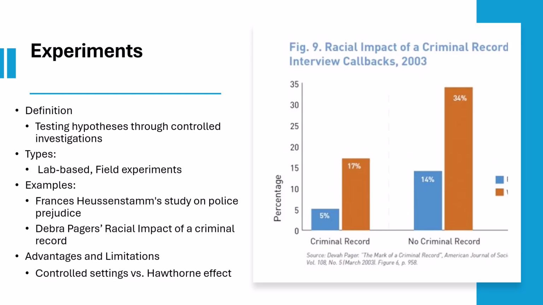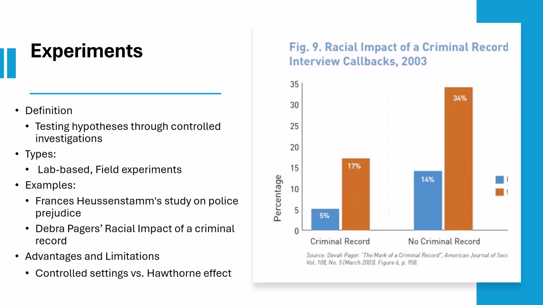Experiments are a research method used to test hypotheses through controlled investigation. There are two main types of experiment: lab-based experiments, which are conducted in a controlled environment, and field experiments, which take place in natural settings. For example, Francis Hosenstom's study on police prejudice involved placing Black Panther bumper stickers on students' cars to observe if it affected the number of traffic stops they received.